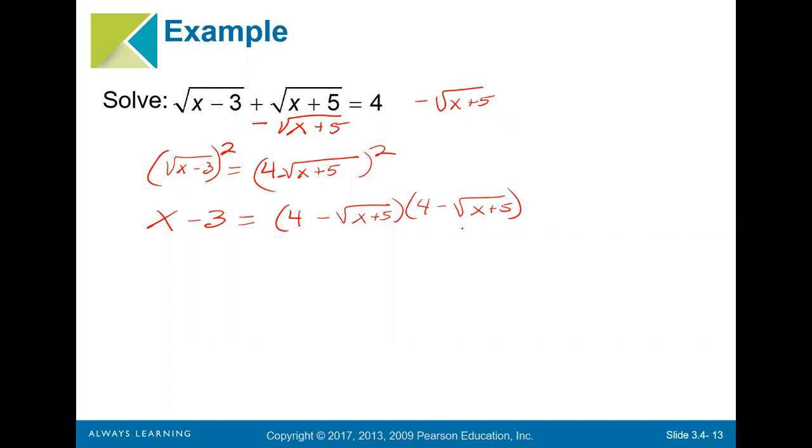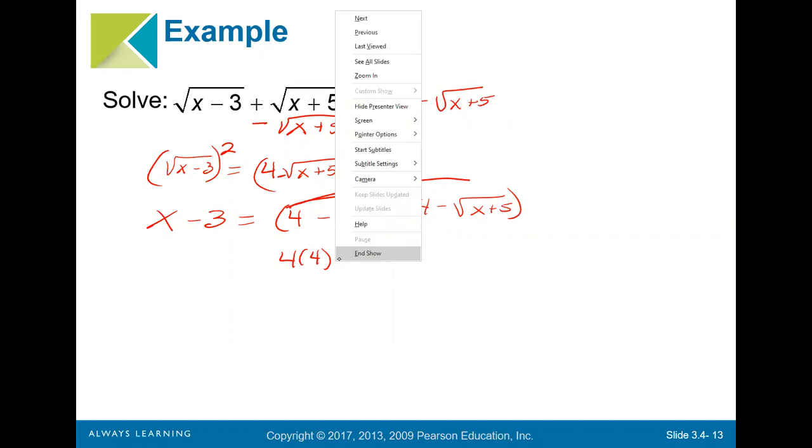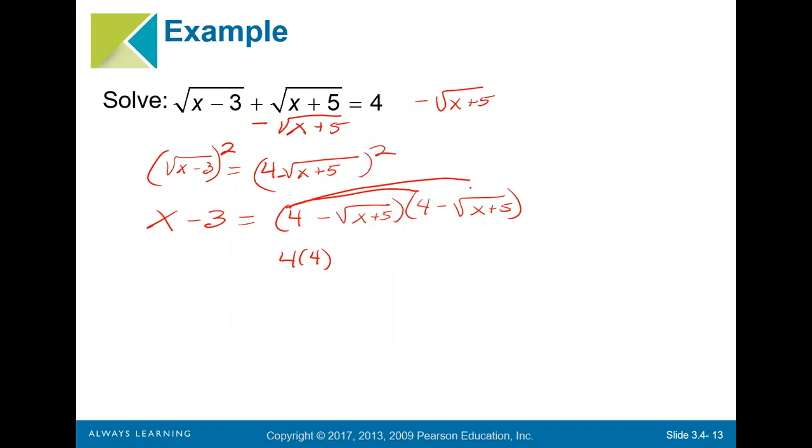So we have some work to do. You can distribute. Now I have 4 times 4. I'm going to say plus, but I have a positive 4 times that negative root, so it's negative: 4 square root of x plus 5. And then I have this negative times this positive, so it's going to be negative, 4 square root of x plus 5.